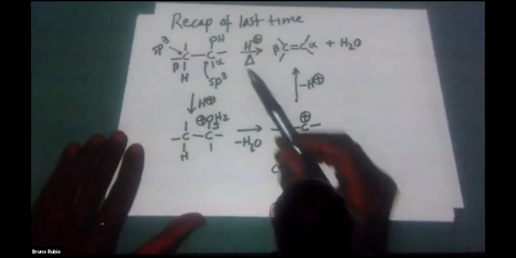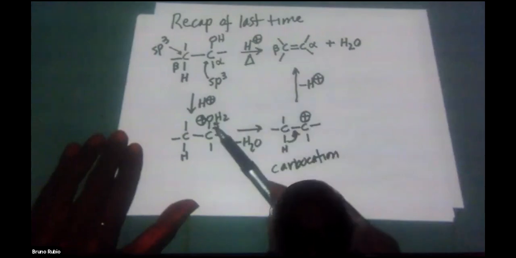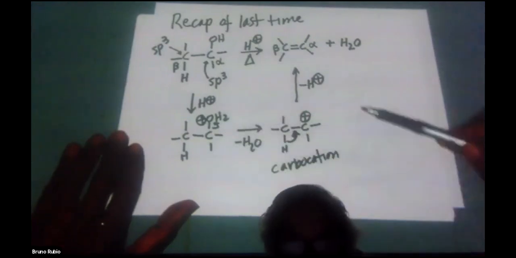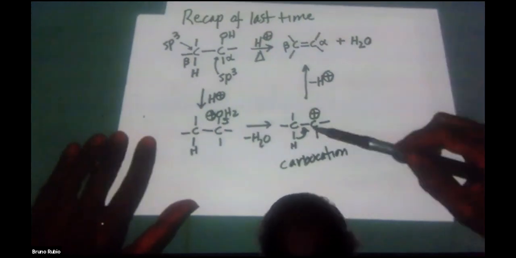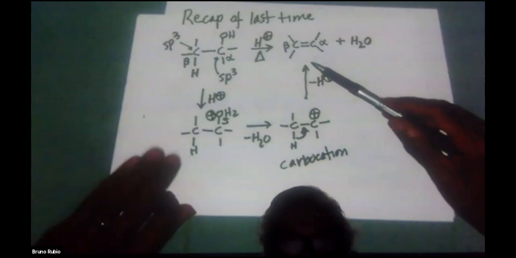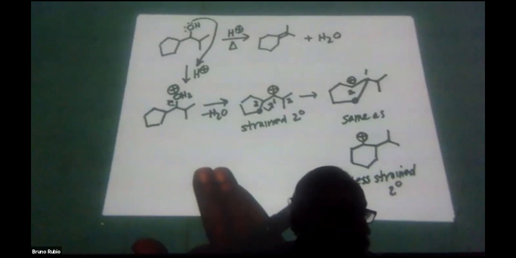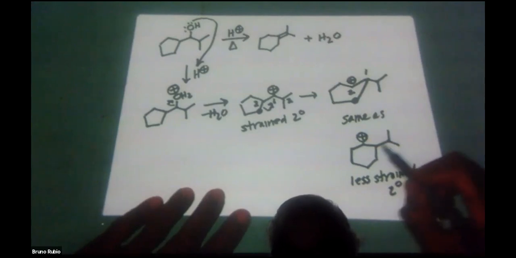of how this mechanism works in general, the first step is protonation of the OH group to form oxonium. Oxonium leaves, it makes a carbocation. In our case, the carbocation rearranged, and then the last step is departure of H plus to form that new double bond. And so we're going to need the double bond here somewhere.